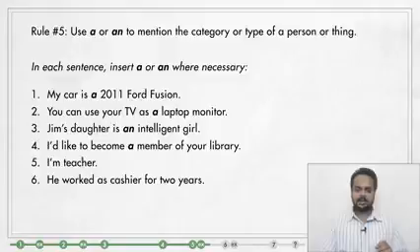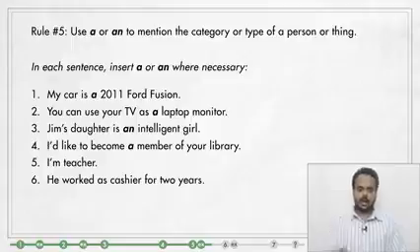Number 4 is I'd like to become a member of your library. After the verb become, you see that I'm saying what category I want to belong to, member of the library. For this reason, a member. We talk about professions in the same way. I'm a teacher, not I'm teacher.